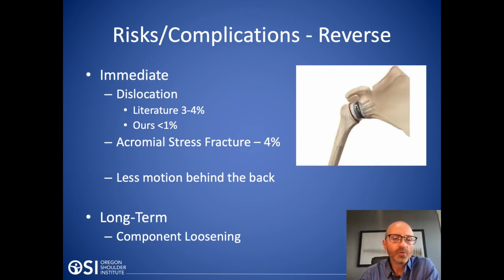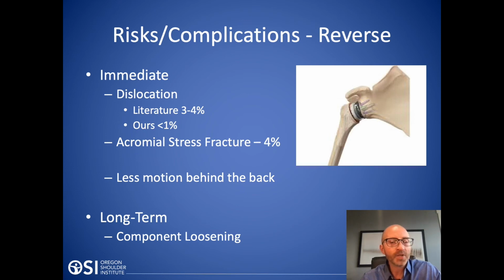Now let's talk about risks that are specific to a reverse shoulder replacement. Dislocation is reported in the literature, as you can imagine, because you now have a ball that's very fixed in the cup. That prosthesis could become disengaged due to somebody falling or because of soft tissue problems. Overall, in the studies, that's about 3 to 4%. Again, our rate is very low here.